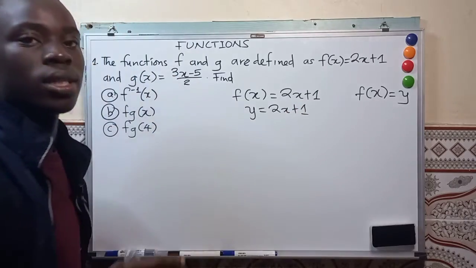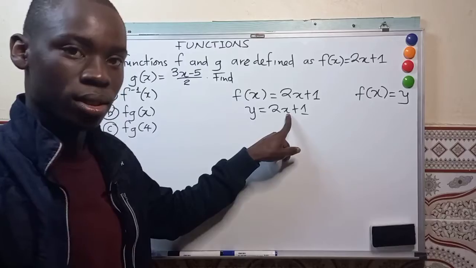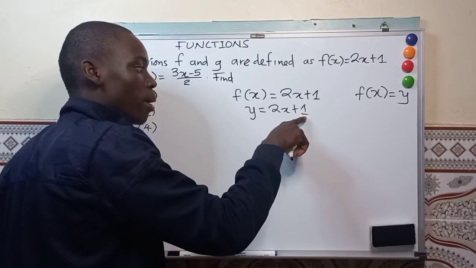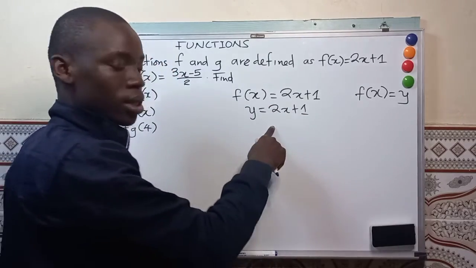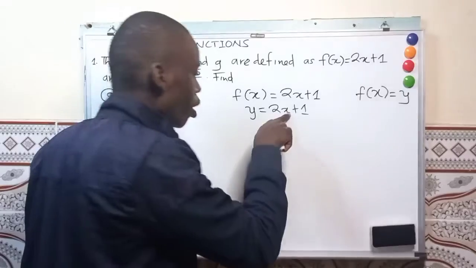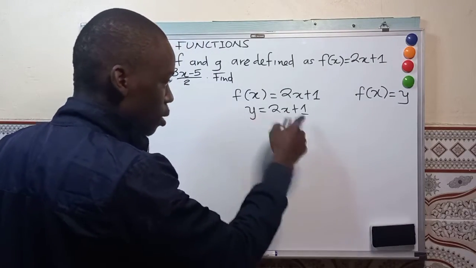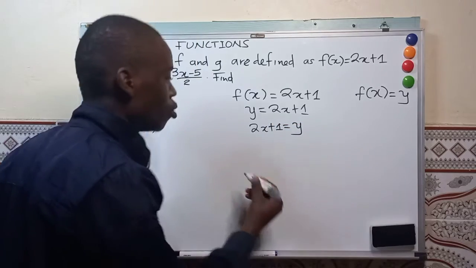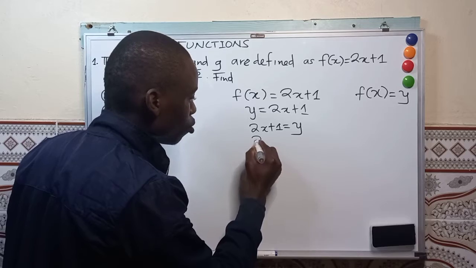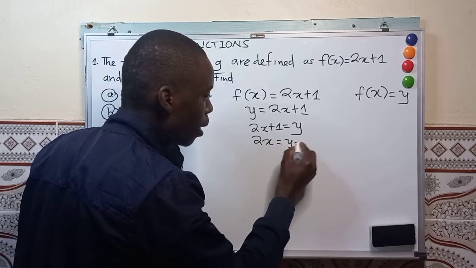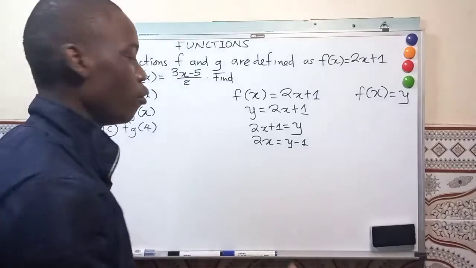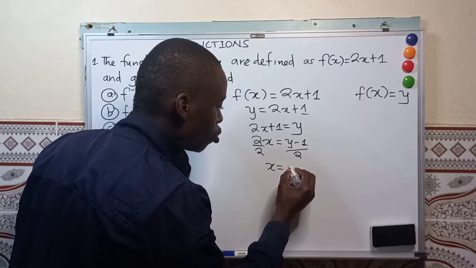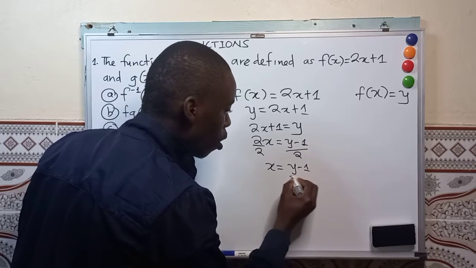At this point, you make x the subject of the formula. So how do you do it? You make 1 cross the equal sign so that you remain with 2x, to be able to divide by 2 and remain with x. So 2x plus 1 is equal to y. This 1 crosses the equal sign, so 2x is equal to y minus 1. Since we're making x the subject, you divide both sides by 2, so x will be equal to (y minus 1) over 2.